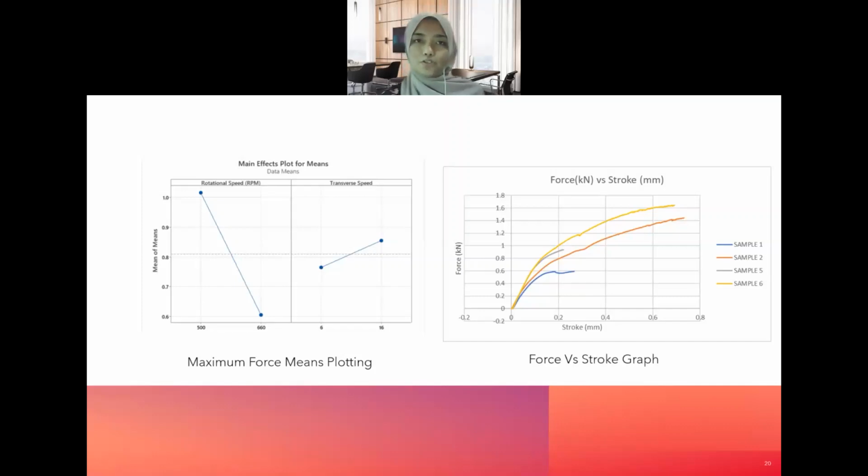Sample 2 is 500 RPM with 60 millimeter per minute, and it has the furthest stroke, larger than 0.6, which is larger than sample 6. And that is why 500 RPM and 60 millimeter per minute is chosen.